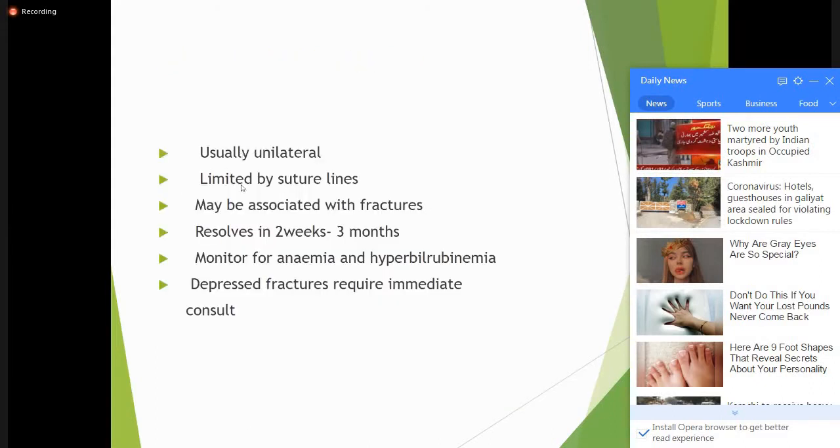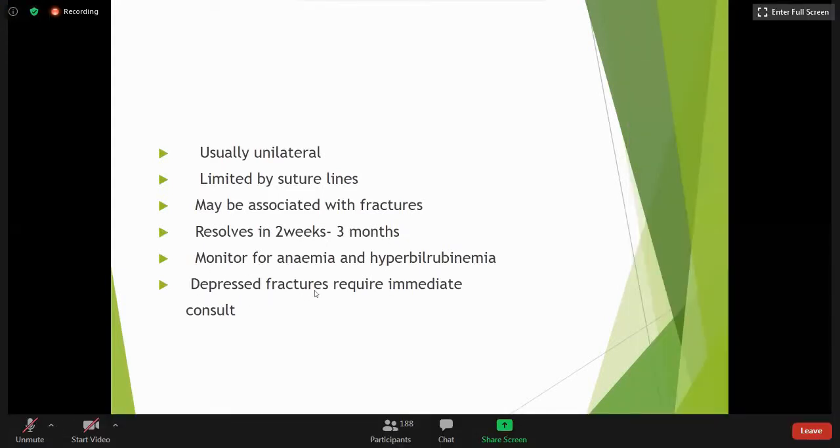So they are usually unilateral, limited by suture lines. The swelling of cephalohematoma won't cross the suture lines, while caput does. And it may be associated with underlying fracture. It usually resolves in 2 weeks to 3 months. You have to monitor for anemia and hyperbilirubinemia. The fractures require immediate consult.